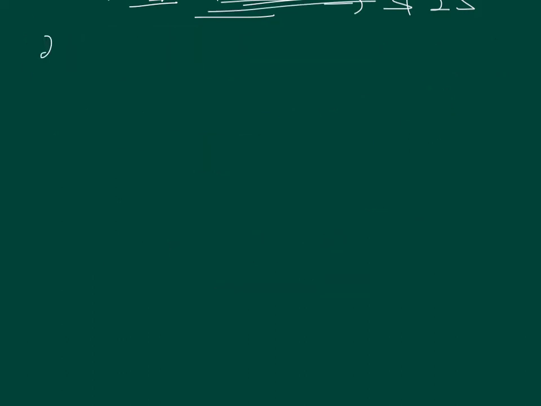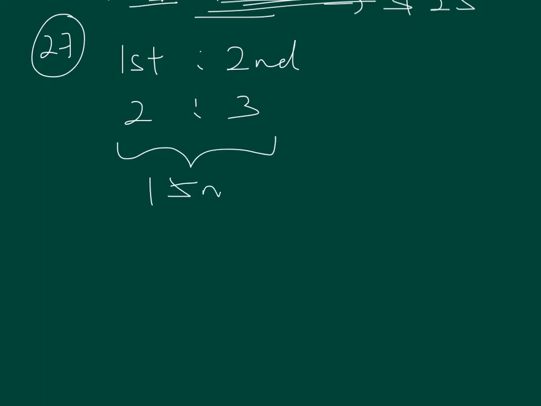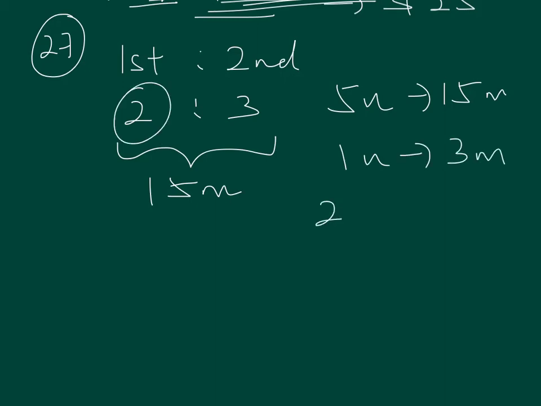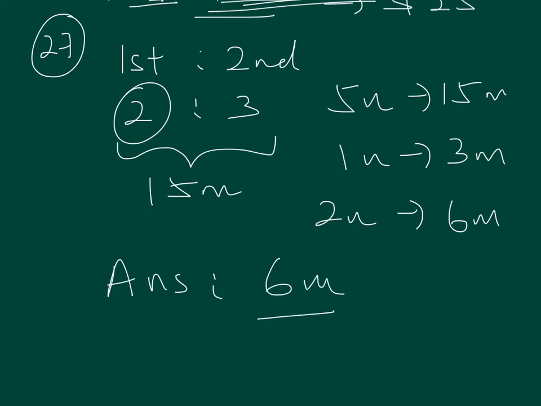Now we move to question 27. A piece of rope 15 meter was cut into two pieces. One piece was 2/3 the length of the other piece. So the first piece to second piece is 2:3. Altogether this is 15 meters. So 5 units is 15 meters, 1 unit is 3 meters. What was the length of the shorter piece? Shorter piece will be 2 units. So the answer for question 27 is 6 meters.